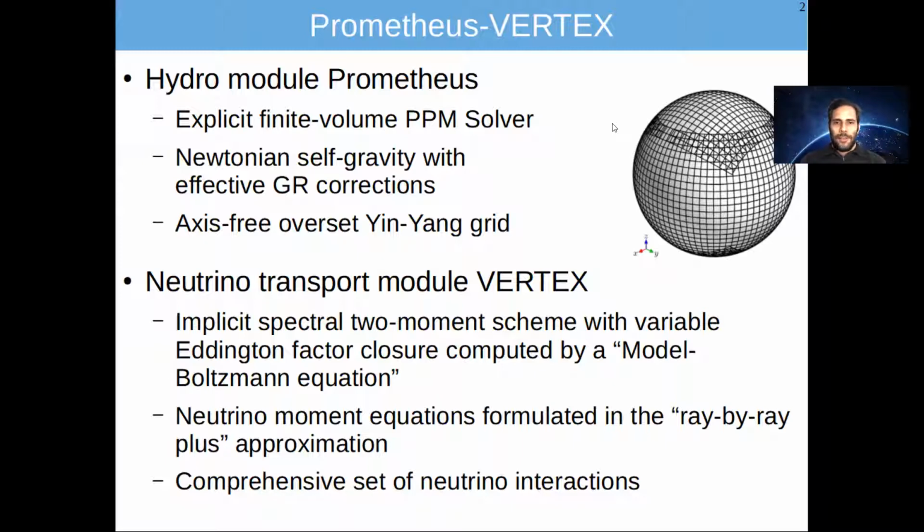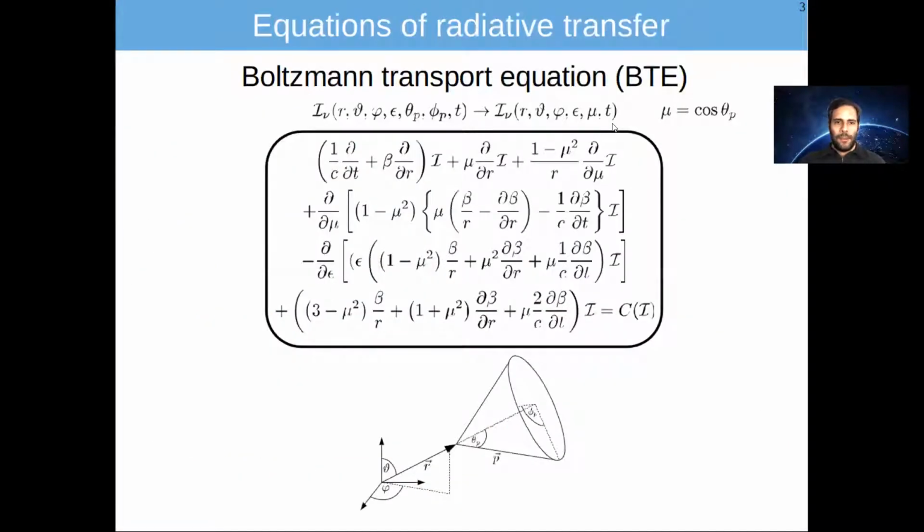The neutrino moment equations themselves are formulated in the ray-by-ray plus approximation, which means we assume purely radial propagation of neutrino energy. The plus part means we still include lateral neutrino advection with the medium and non-canceling lateral pressure terms. Of course, the neutrino matter interaction terms are an important ingredient, and we implement the most comprehensive set of neutrino interactions in our field. Now a small summary of the neutrino transport equations we solve in each time step.